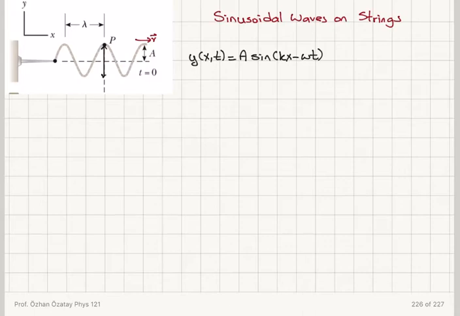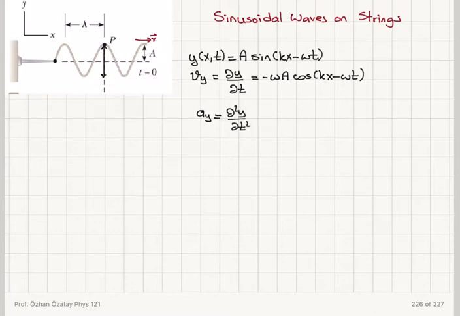Okay, then we can have the transverse speed of the string elements. We just need to take one derivative of the position of the string elements as a function of time. So this will be minus omega A cosine(kx minus omega t). And then we can look at the transverse acceleration. That's the second derivative of their position vectors with respect to time. This will be equal to minus omega squared A sine(kx minus omega t).